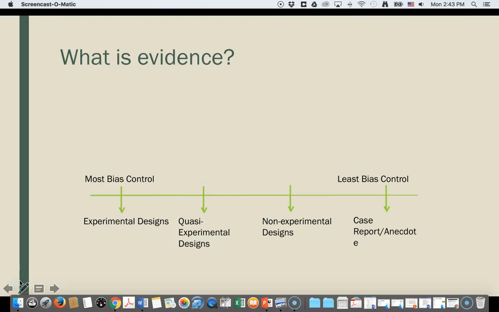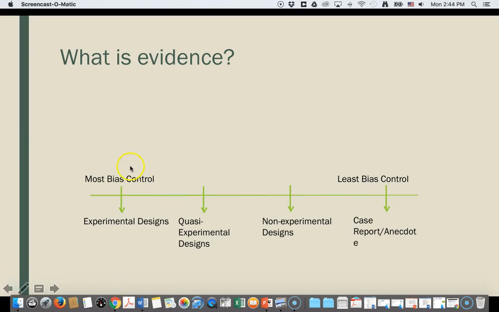So when we are searching our evidence, and this kind of starts to bleed into how we appraise the evidence as well, and how we determine the level of evidence, we want to think about bias control. So bias is really the question of whether what we see in the experiment could be more about random error, more about the research being biased or the subject's bias than it is about the actual effect.